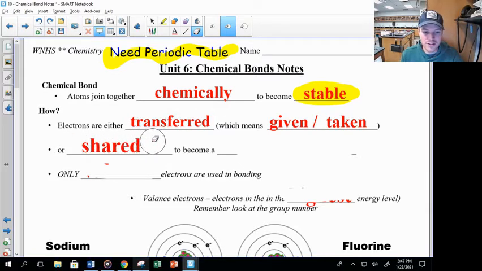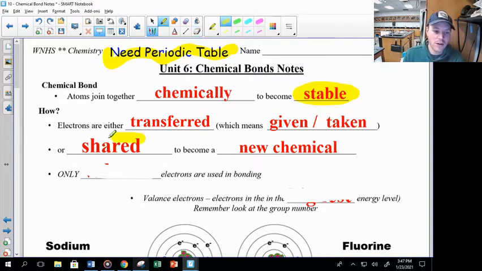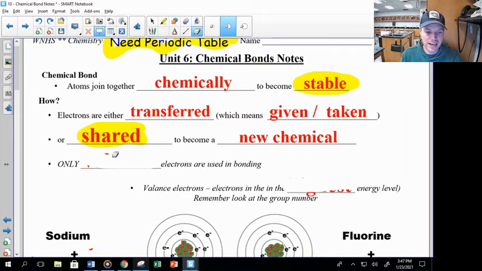And sometimes electrons can be shared to become a new chemical. So we'll talk about this idea of sharing a little bit more later in this unit. So at first, we're going to focus on electrons being given or taken, but just an FYI, they can also be kind of shared in a mutual agreement between atoms. We'll get to that more later on, though. And again, only valence electrons are used in bonding. So those electrons on the outside ring, those are the only ones that are used in bonding.